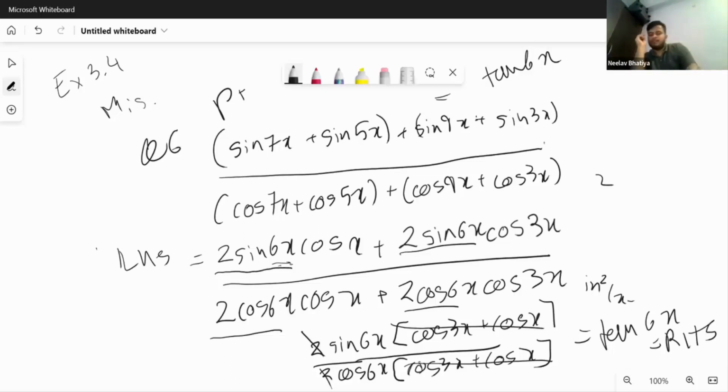Correct. When you are taking sin 6x and cos 6x common from the numerator and denominator respectively, it should come straight into your mind that the terms in the numerator and denominator must get cancelled, right? If they don't get cancelled, I won't be able to get tan 6x, right? So if they are not cancelling themselves out, you are doing something wrong, and try to reiterate what you're doing wrong and make corrections, right?